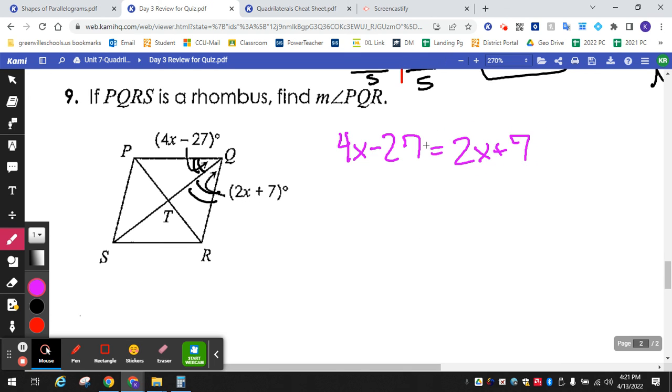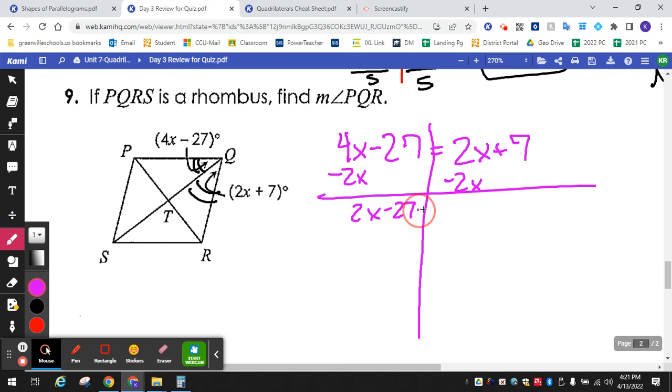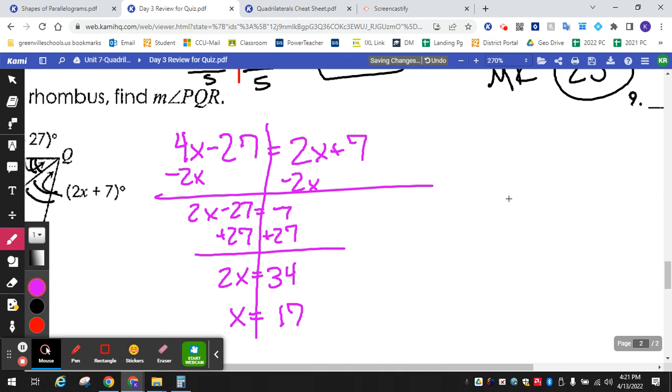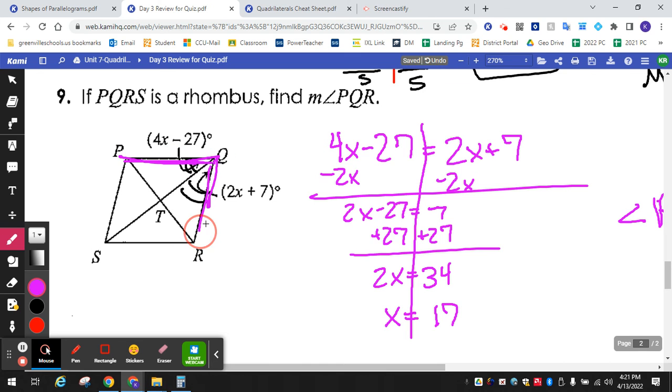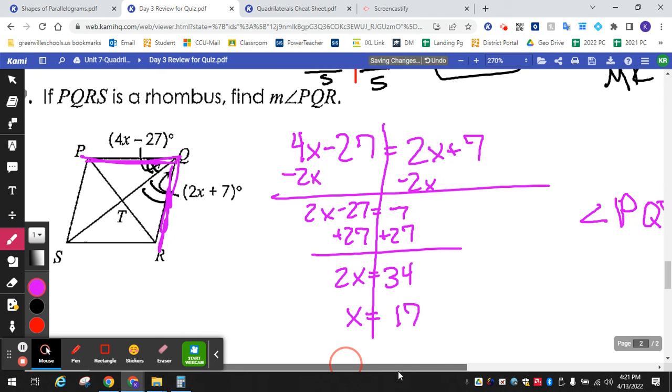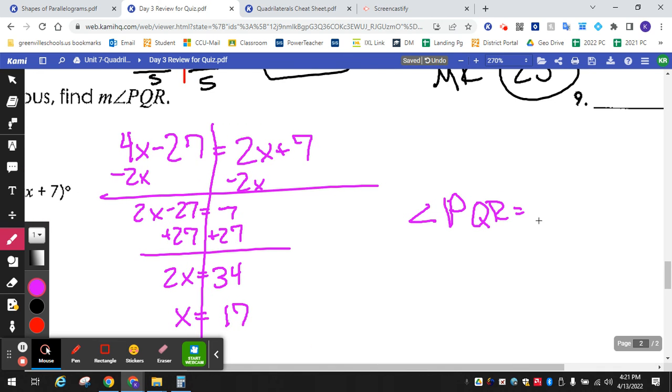So they equal. Get your x's on one side. Add over 27. Oh my gosh, 34. Divide over by 2, 17. And then P to Q to R. P to Q to R is the entire angle. So you can plug it into both and then add them together, or you can plug it into one and times it by 2.